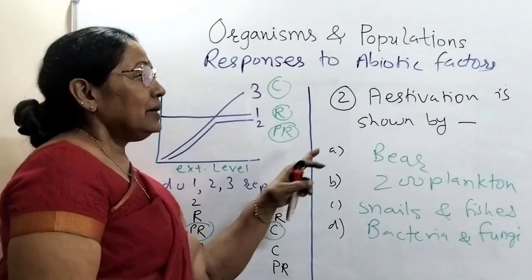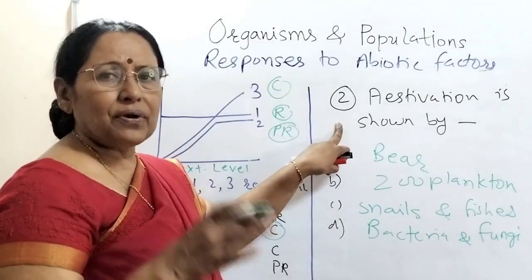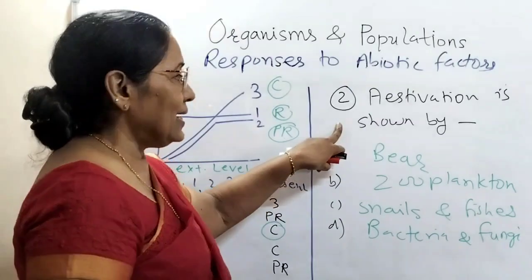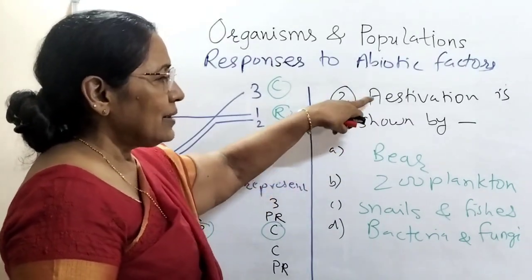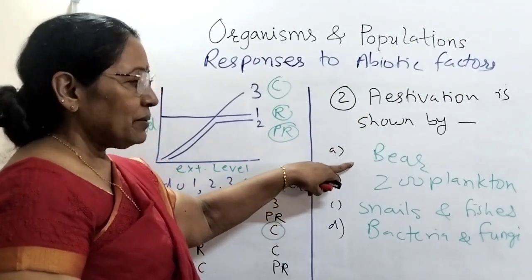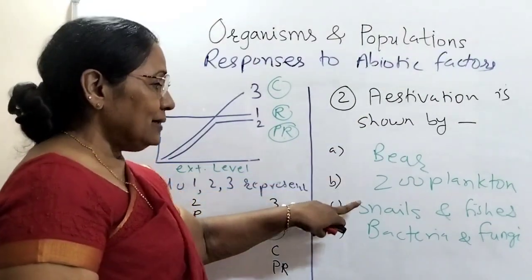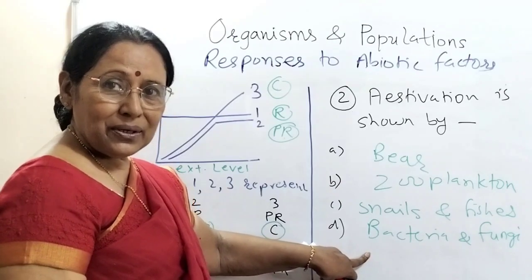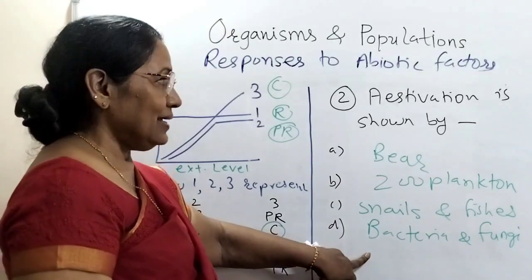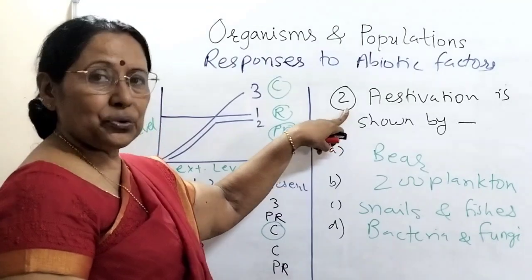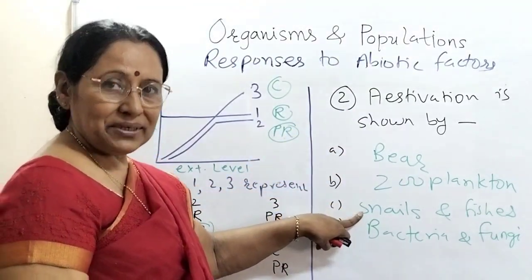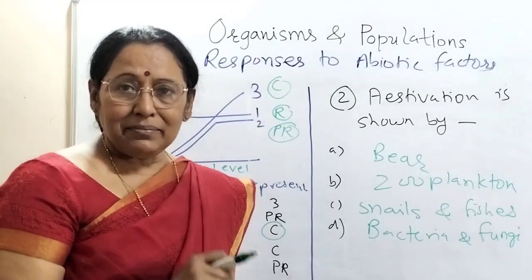Fine. Next is, from here also, from estivation, diapause, the MCQs are asked. Here I have taken from estivation. Estivation is shown by bear, zooplankton, snails and fishes, bacteria and fungi. So the answer is estivation is shown by snails and fishes.